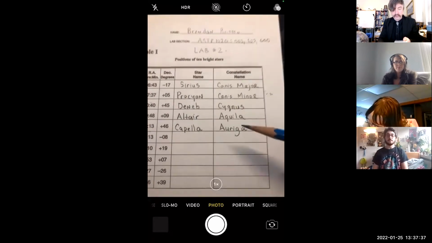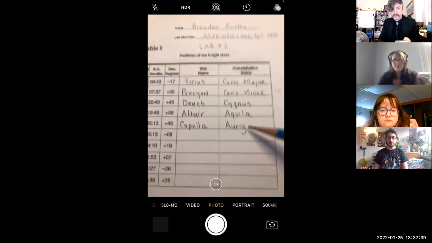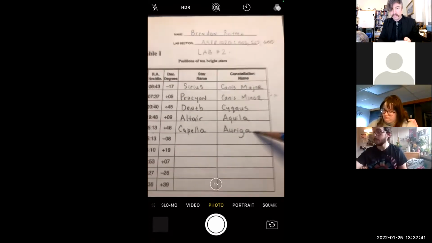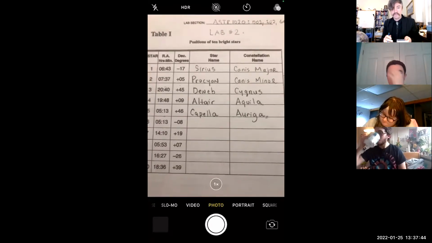This is a constellation that you've probably seen these stars before, but unless you do this for fun or love or money, you've probably never seen that before.